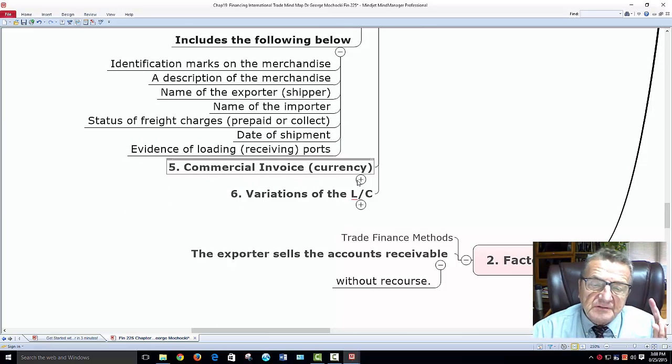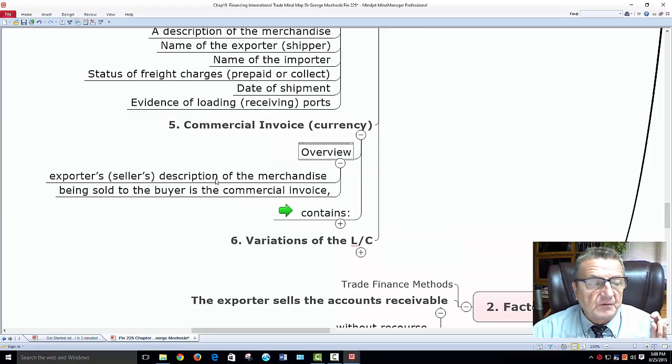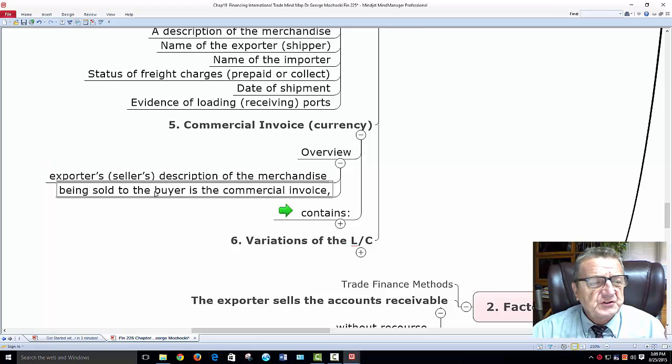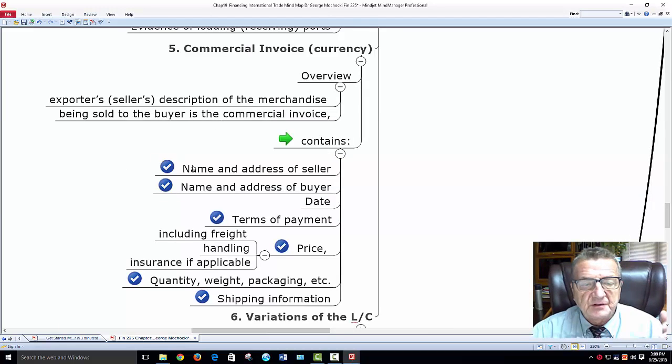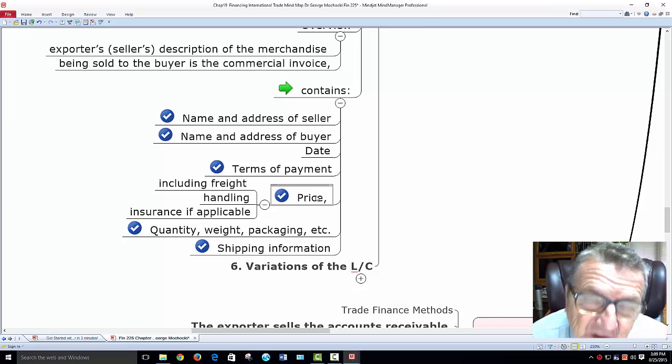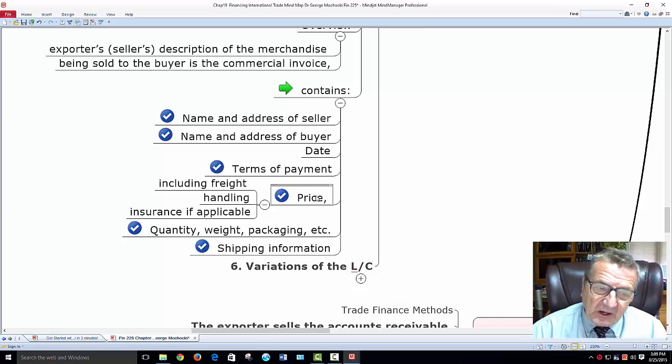Okay, commercial invoice currency overview. Exporter, seller. Just so you understand, the exporter is the seller, right? Importer is the buyer. The description of merchandise being sold to the buyer is the commercial invoice. A lot of times they'll give me a PO or a purchase order in that case. So you got the name, the address, seller, the date, everything I said. What's the main information I need on any kind of a contractual document? I need the time, the pricing.